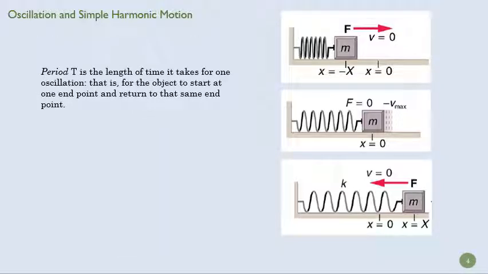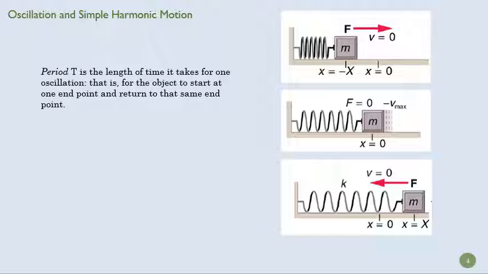A couple of terms that we talk about when we talk about oscillation. One is period T, and I'm not sure why it's T. It sort of goes, it's a big T, so it goes with the little t time. It is a length of time that it takes to do one oscillation. So when I start here and it oscillates to the far end and comes back here, that's one oscillation.